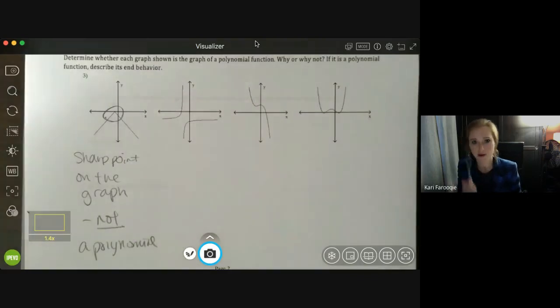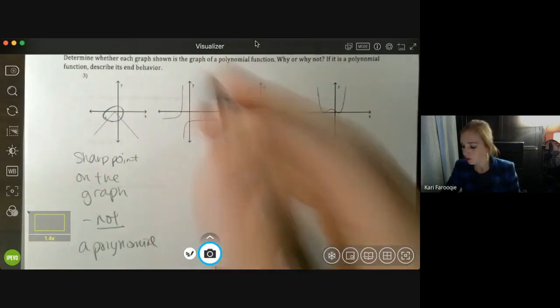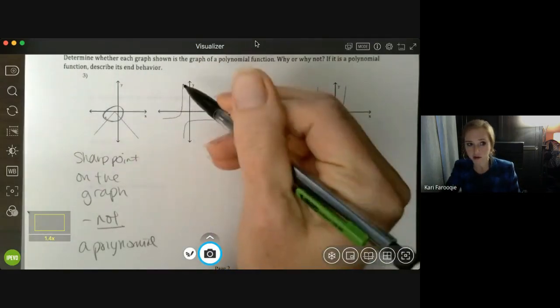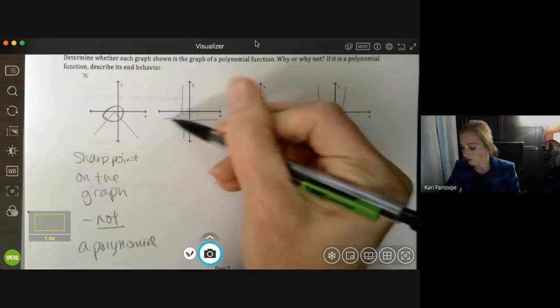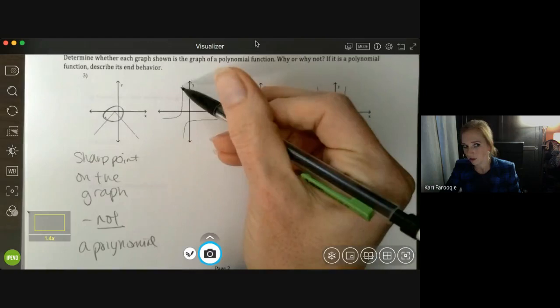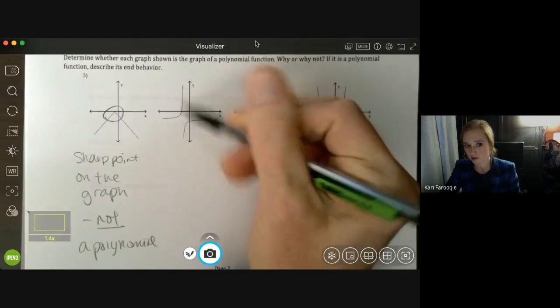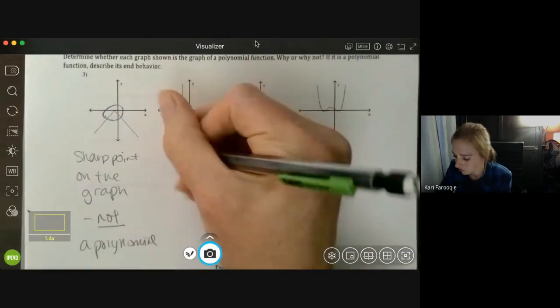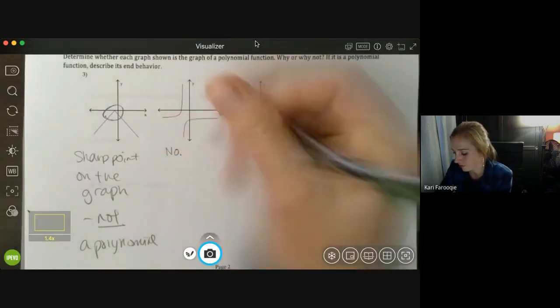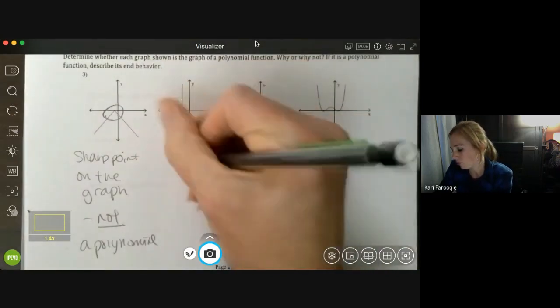However, the graph is not continuous. For it to be a polynomial function, we must be able to draw the entire graph without ever having to lift our pencil. And in this case, I could draw part of the graph, and then I can't draw the other part without lifting my pencil. So for this one, we would say, no, the graph is not continuous.